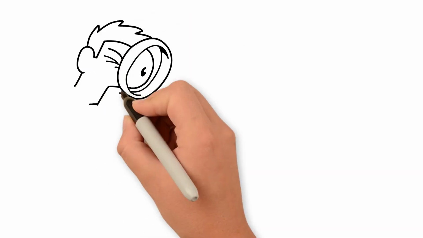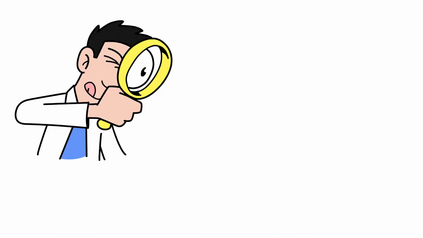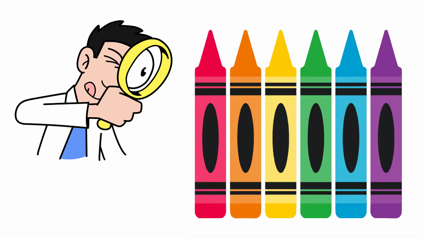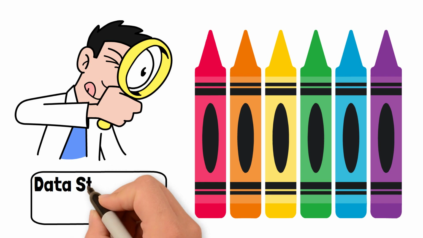Have you ever tried finding your favorite toy in a messy room, or tried to sort your crayons from red to violet? Guess what? You were using data structures and algorithms without even knowing it.